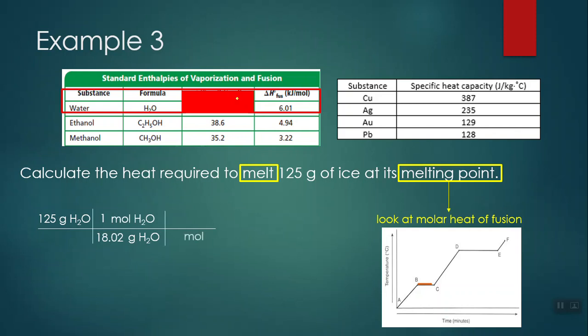Now we're going to bring down moles, and up top we're going to put kilojoules. 6.01 kilojoules is equal to 1 mole. Multiply and divide, and we get 41.7 kilojoules of energy. And that is with the correct number of significant digits.